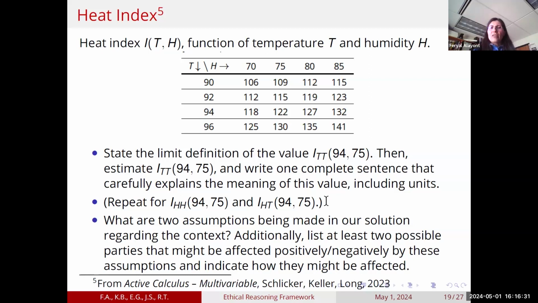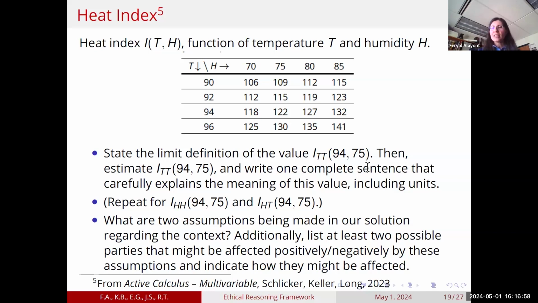And students are good, they figure out how the tables work, they can find these values. And then at some point I actually asked them, does that match your real life experience also? This is something they can easily do. Yes, it does. They're really good at that. And now, what are the assumptions being made in our solution regarding this context? That was one of the homework problems this semester. Was it homework? Yes, I think it was homework, or maybe it was class discussion.